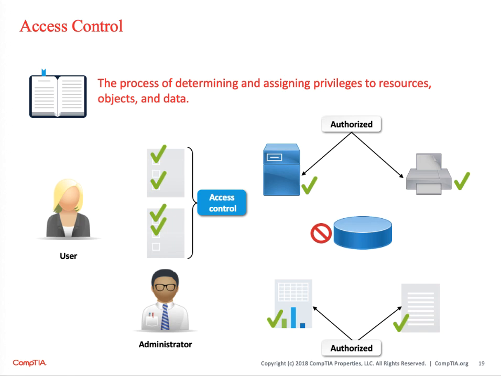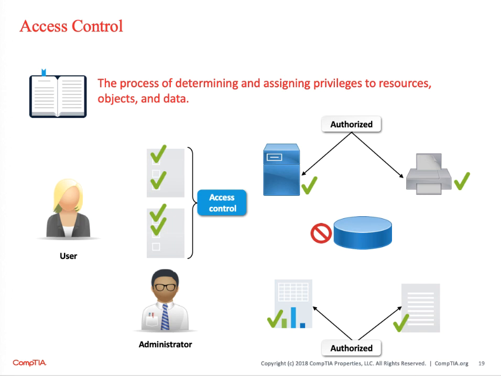And we have access control. So access control is the process of determining and assigning privileges to resources, objects, and data. So this was basically the process of allowing me to see the things that I see on my MC versus the process of you being able to see what you see, right? Because somebody has to have that access control in place, a checkbox or something that's going to say, hey, I'm allowed to see stuff about who's in my class, and maybe your checkbox is not clicked there.